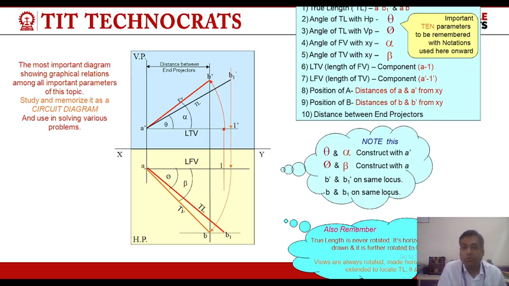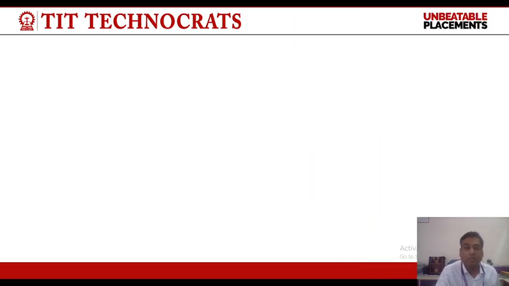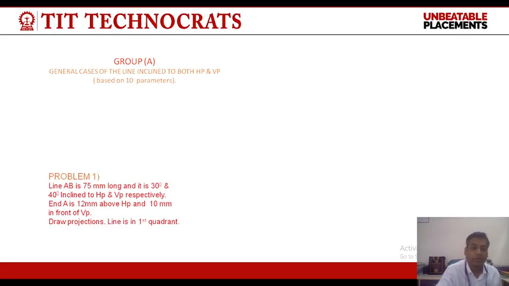Now, it should be noted that all these parameters are related to each other, and by giving any four of these parameters, the problem of the line can be solved. So we must understand the correlation between all these parameters. Now we will take some examples and solve a line which is inclined to both HP and VP based on all these parameters.